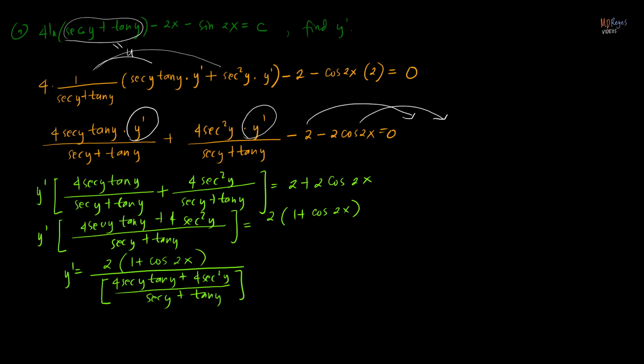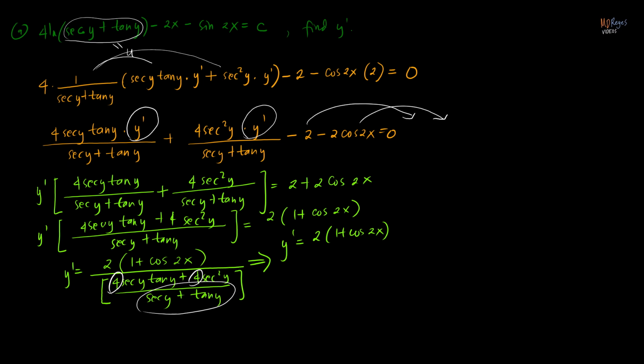Okay, so now, upon simplification, we'll have y prime equals, this 4 can be factored out also. Take note, I encircled the number 4, so we can factor that out. And then when we divide fractions, what we do is get the reciprocal of the denominator and proceed to multiplication. So in this step, you'll have 2 times 1 plus cosine of 2x. I just copy the numerator. And then this part will go to the numerator also upon getting the reciprocal of the denominator.